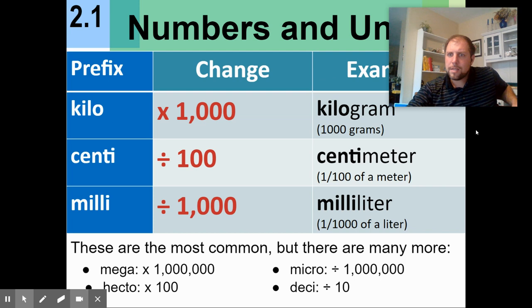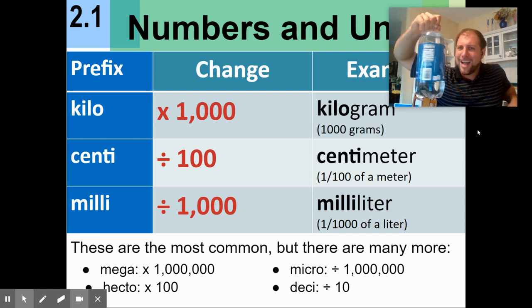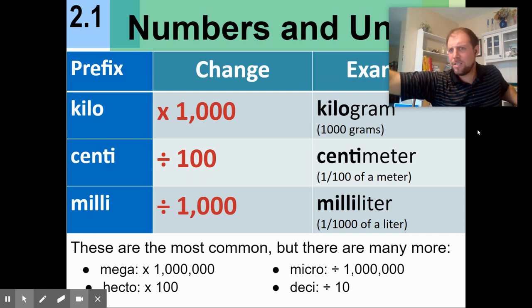If you want to say that something is 1,000 times bigger, you put kilo in front of it. A kilogram is 1,000 grams. A kilometer is 1,000 meters. You could even say something you probably haven't heard of, like a kiloliter. Like I drank a kiloliter of soda. That's 1,000 liters. That's 500 of these. So it's a thing. No one really uses it.